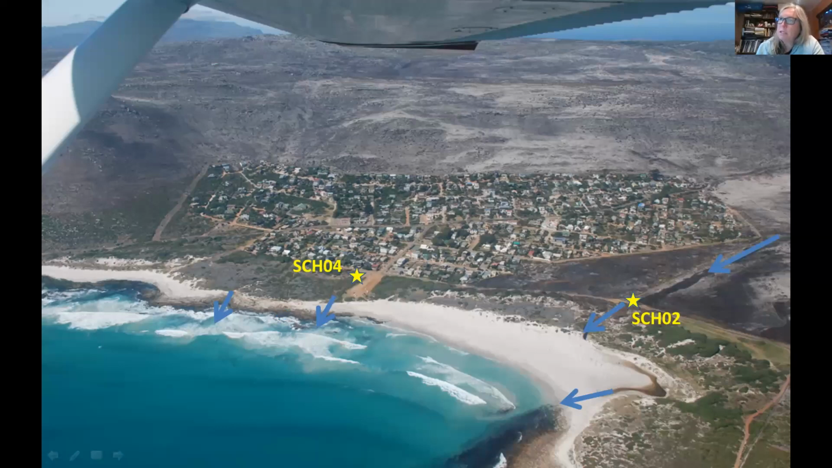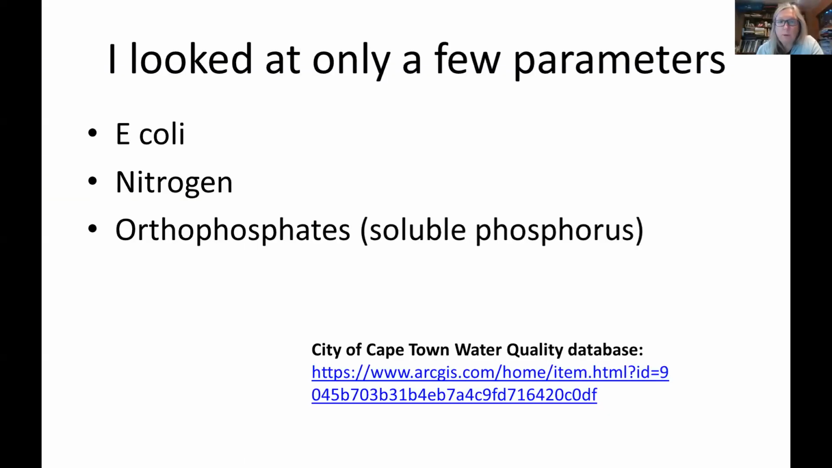So I looked at quite a few parameters, but chose to present the data on only three, because those are probably of major interest to people in the village and also from an ecological perspective. E. coli is an obvious one. Those are the fecal bacteria, which affect us immediately because they can make us quite ill. People swimming in, certainly, the lower Shisters have always been very interested to know what the E. coli levels are. I also looked at nitrogen and phosphorus.